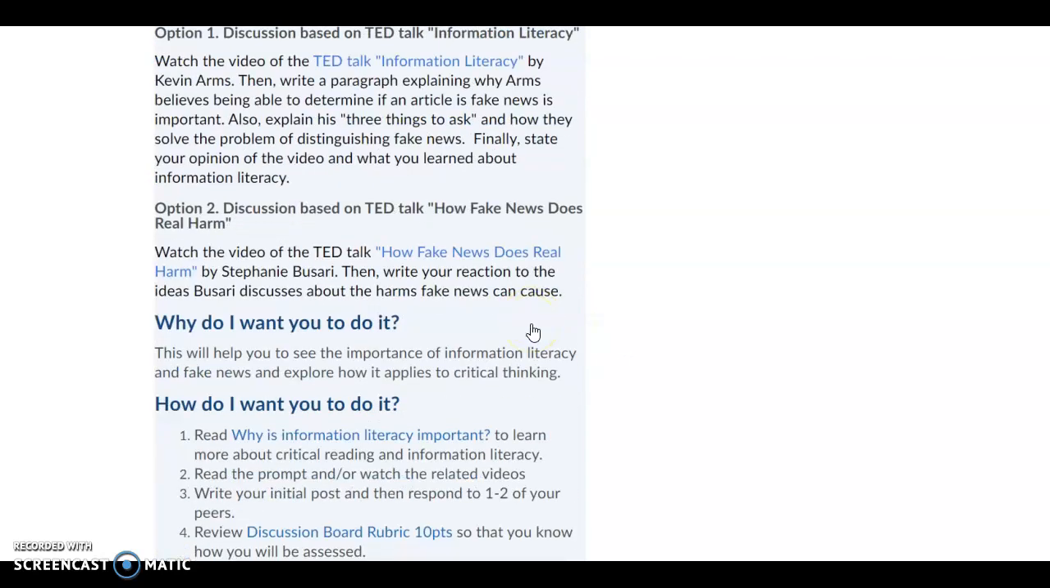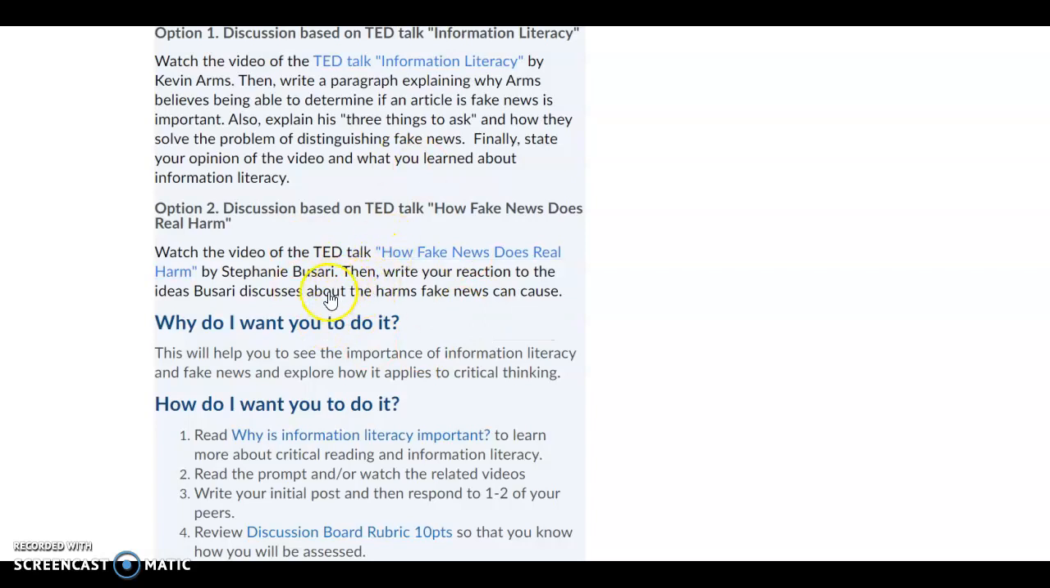And then in the second video, if you choose the second video, you're supposed to write your reaction to the ideas that Busari discusses about the harms fake news can cause. I want you guys to be good critical thinkers in the sense that when you approach these prompts, really keep them in mind.